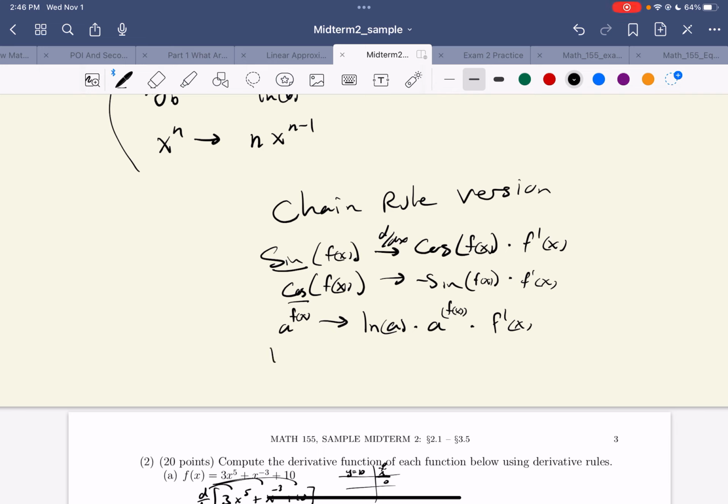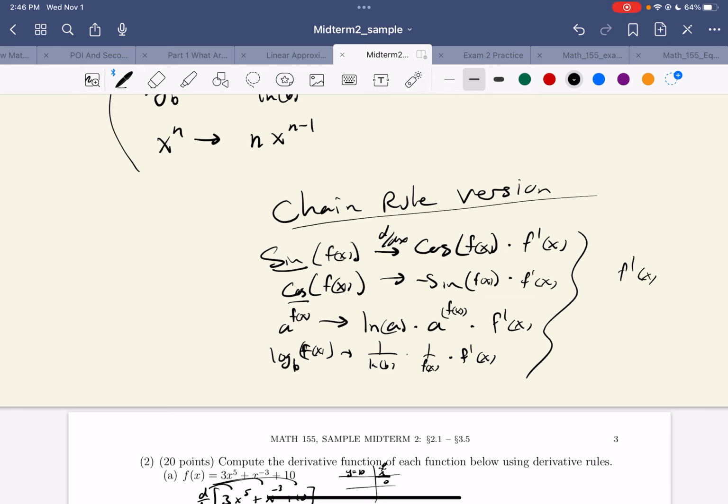I could have log base b of f of x. Take the derivative, I have 1 over ln of b times 1 over f of x. That's the derivative of the log base b part. But then I need to chain rule it, times f prime of x. All of these have this f prime of x because I'm just doing the chain rule. This is the chain rule version. We need to drill that chain rule into our brains.